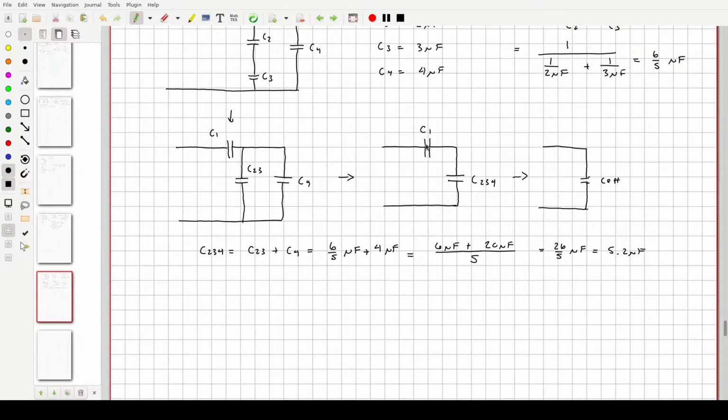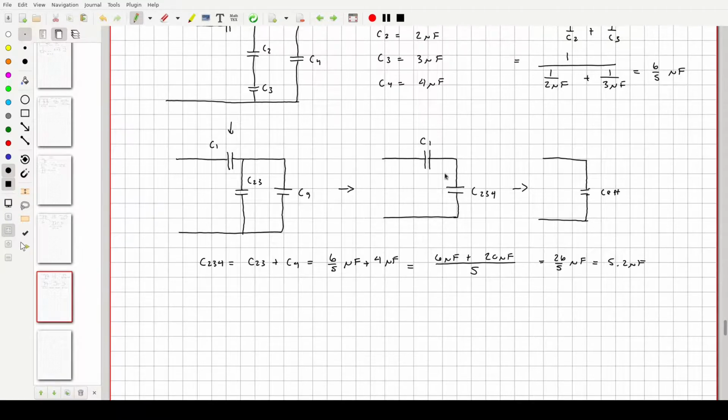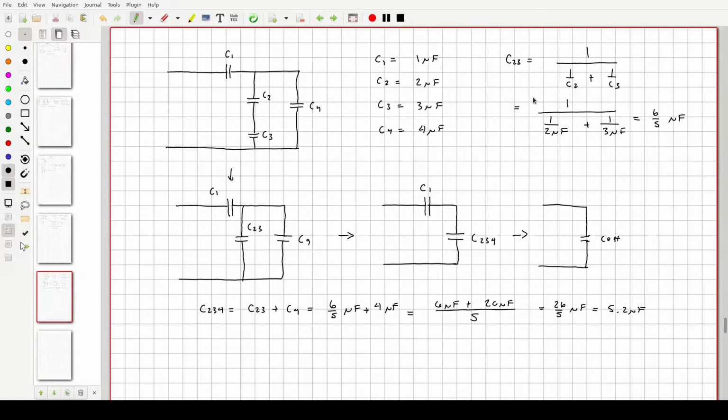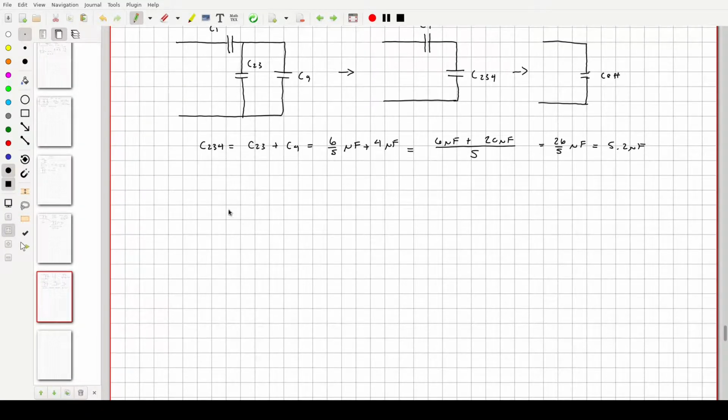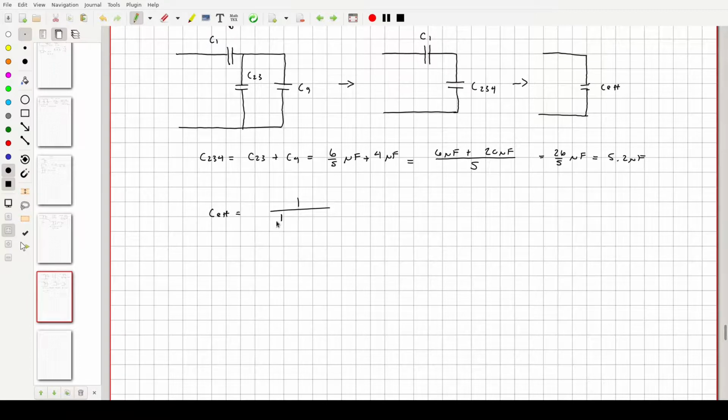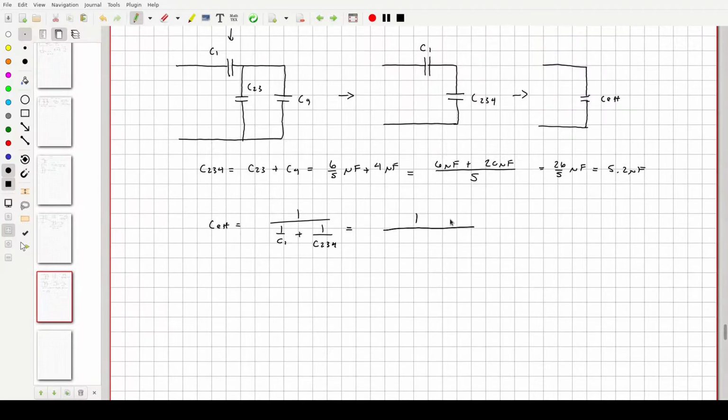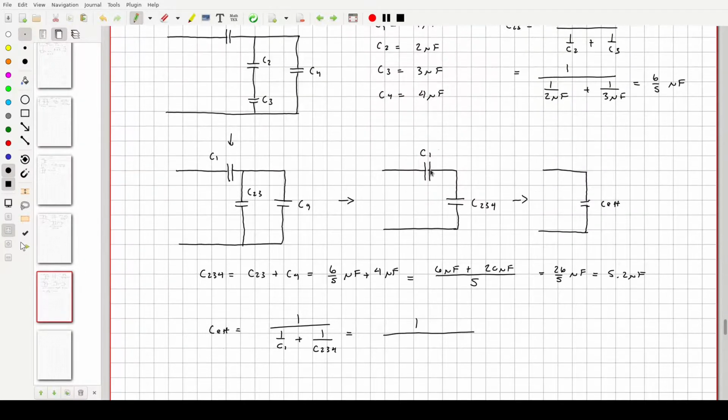Now we're going to add C1 to C234 in series, that is using something that looks like this, to get C effective. So C effective here is going to be 1 over C1 plus 1 over C234. Now C1 is 1 microfarad.